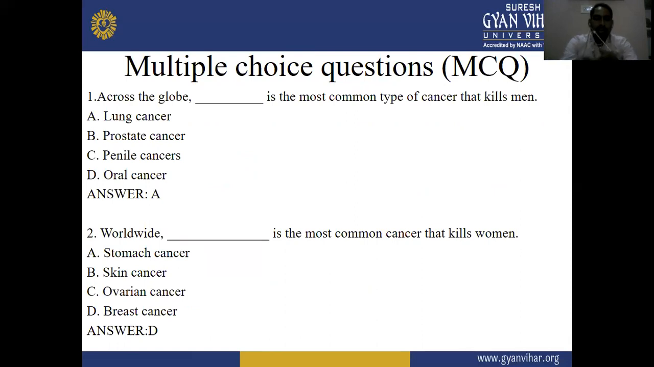Next one, multiple choice questions, MCQs, of this topic. Question number one: across the globe, blank is the most common type of cancer that kills men. Option A is lung cancer, option B is prostate cancer, option C is penile cancer, and option D is oral cancer. The right answer is A. Across the globe, lung cancer is the most common type of cancer that kills men.